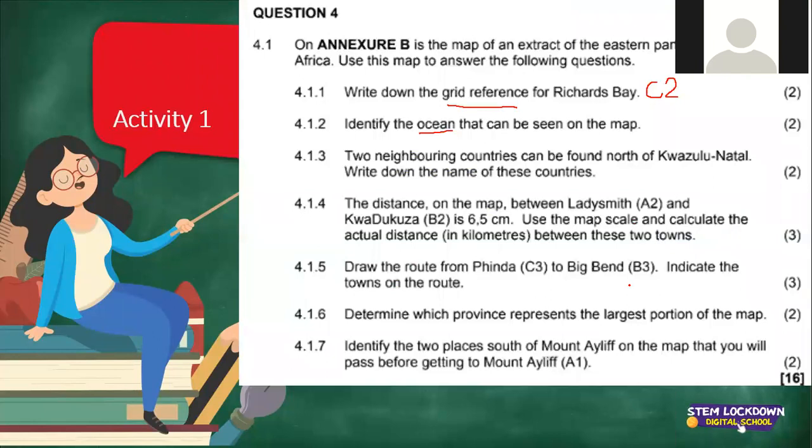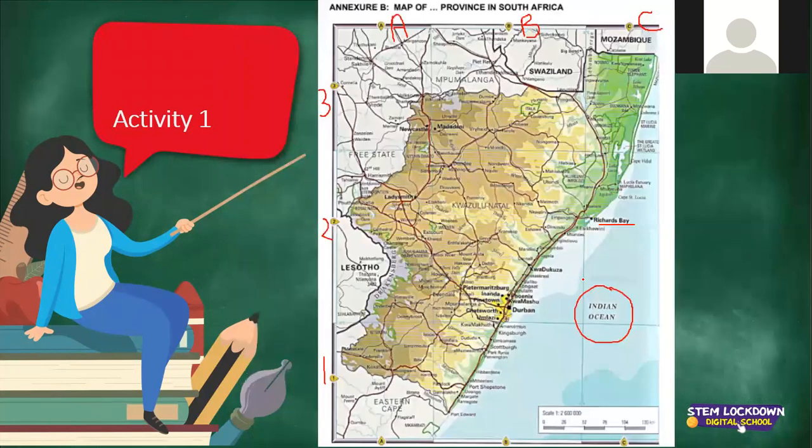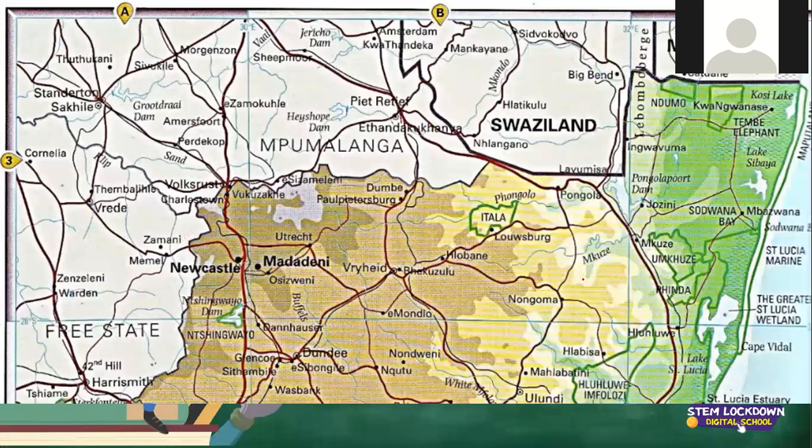Two neighboring countries can be found north of KwaZulu-Natal. Write down the name of these countries. Obviously, I don't expect you to know them off by heart, but hopefully you'll see them on the map. Give me the names of the two countries that can be seen on the map. Here's a close up.